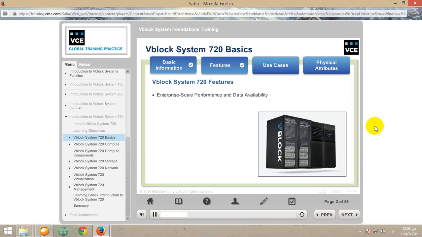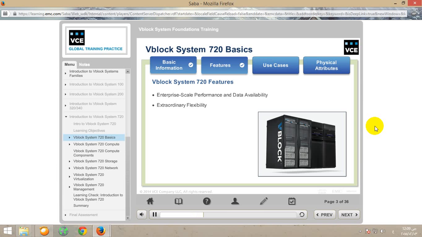The new V-Block System 720 offers blade servers that are more dense, which means that each server has greater compute power packed into the standard blade. It has an Ethernet-ready unified network topology and a choice of storage arrays. All of this leveraging the latest virtualization platform, providing twice the performance and scale of the previous release.